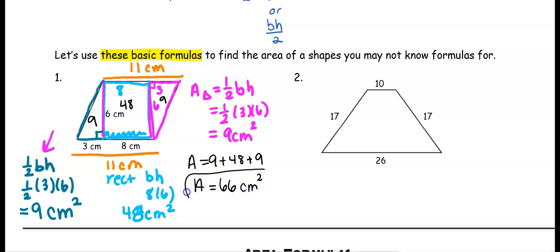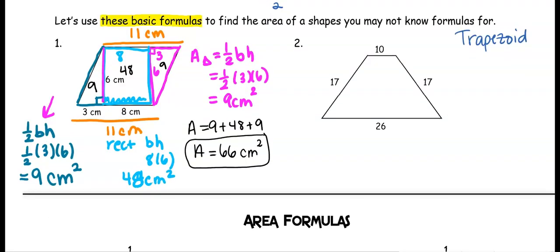So my total area here is going to be 66 centimeters squared. We look at number 2, and hopefully right off the bat, you're like, I know what shape that is. This is going to be a trapezoid. We're actually going to come back to this question after we've learned our formulas. We did one breaking it down, and then we're going to do one example applying the formulas from today.